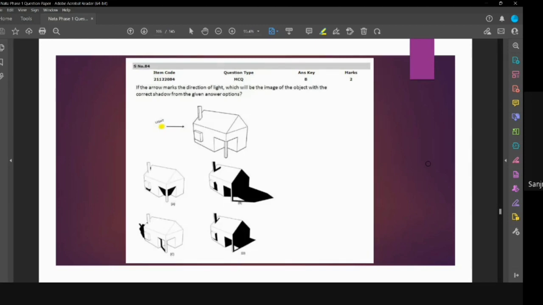Next question. If the arrow marks the direction of light, which will be the image of the object with the correct shadow from the given answer options? അവരുടെ ഇമേജ് തന്നിട്ടുണ്ട് and they have marked the light source. ആ ലൈറ്റ് സോഴ്സിൽ നിന്ന് ലൈറ്റ് ഈ ഒരു വീട്ടിലേക്ക് അടിക്കുമ്പോൾ ഏത് സൈഡിലേക്കാണ് ഷാഡോ വരിക and which is the correct option? The correct option is B.